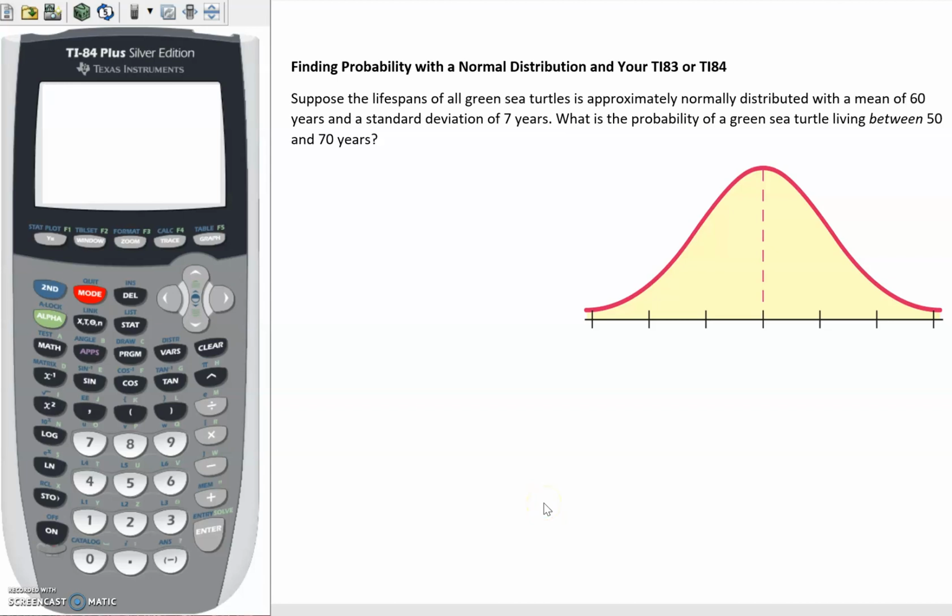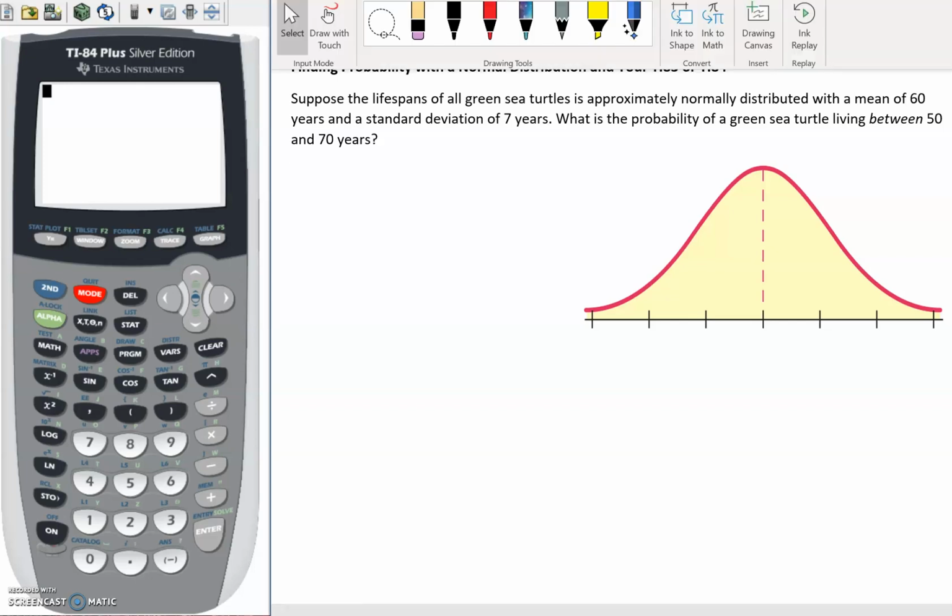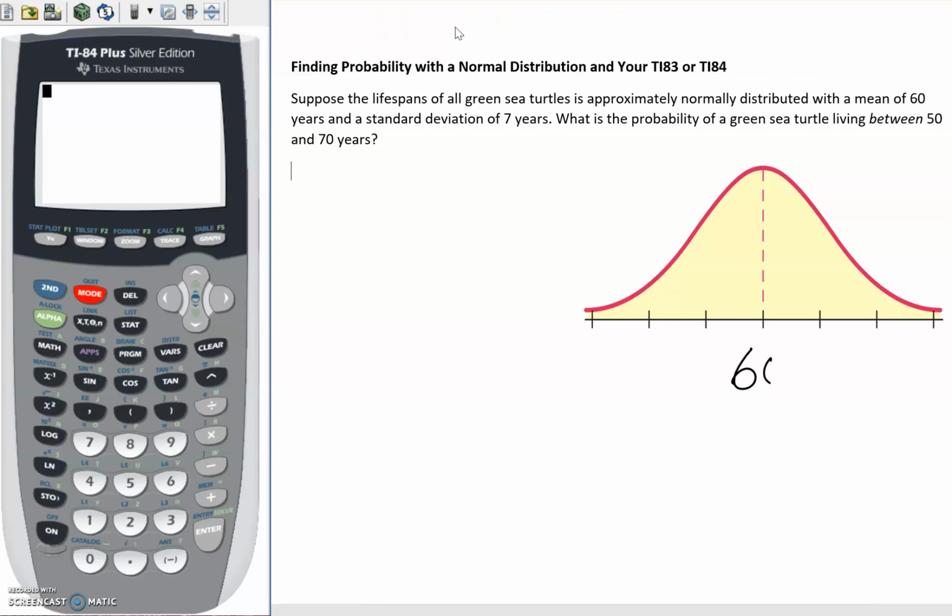All right, let's say we want to find probabilities with data that is approximately normally distributed. So here we've got green sea turtles. We're going to say their lifespans are approximately normally distributed with a mean of 60. What that means is that for our curve, we can draw in 60 right in the center, and then our standard deviation is 7 years.